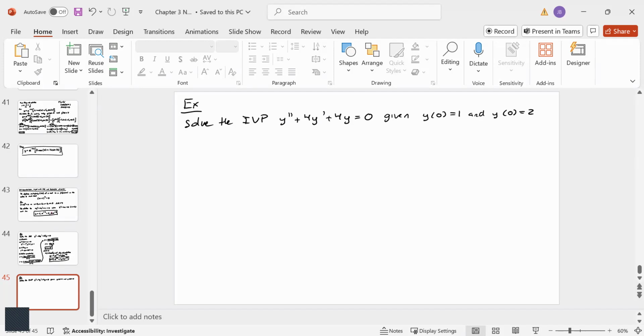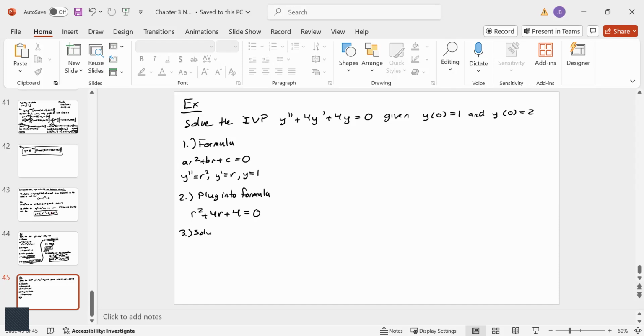So step one is, okay, formula. What is the formula? ar squared plus br plus c equals 0. y double prime equals r squared, y prime is equal to r, y is equal to 1. That is our formula. Step two, plug in. So if we plug into the formula, we get r squared plus 4r plus 4 equals 0. And then step three is to solve the quadratic.